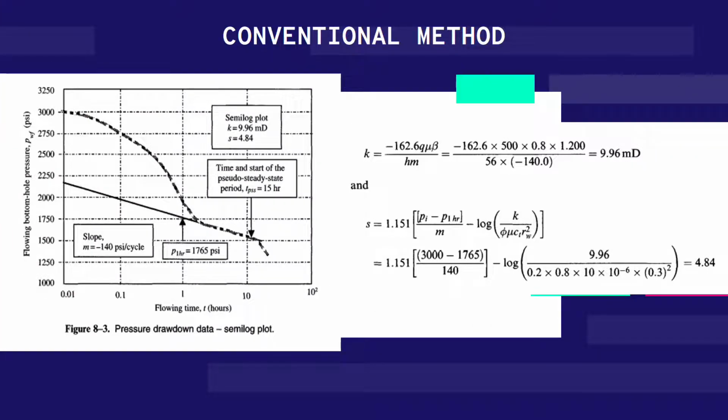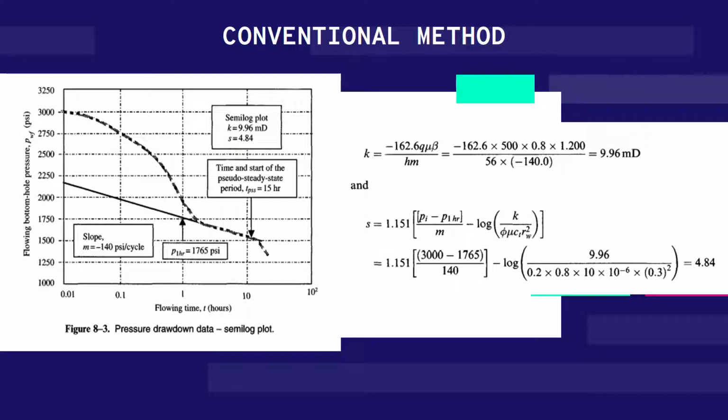So, figure 8.3, pressure drawdown data semi-log plot. On the y-axis, we can see the flowing bottom-hole pressure, Pwf, in psi, and flowing time, t, in hours. The slope, m, is equal to negative 140 psi per cycle. The pressure at 1 hour, P1hr, is equal to 1765 psi.